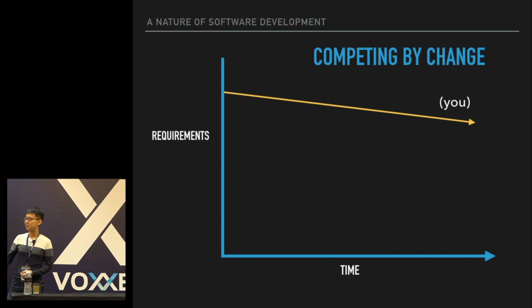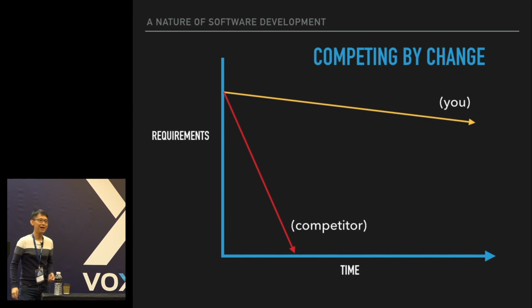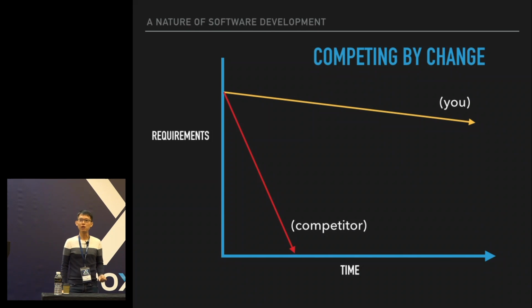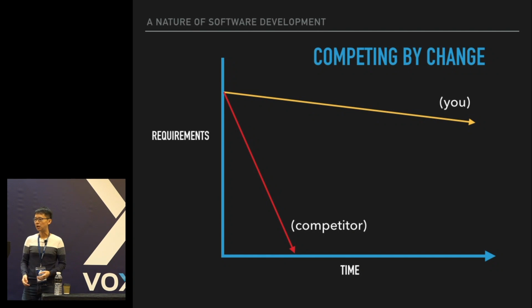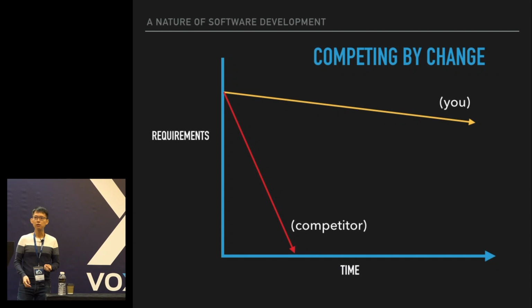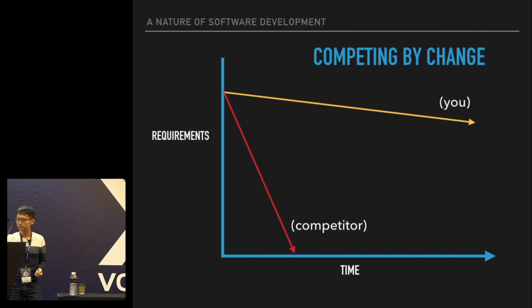So if this is you, then maybe you have a competitor that is a new startup. Oh, we have no legacy code. We are faster than you. This is where companies are competing by change. You know, who can change faster? You have the advantage. I'm not saying this is for all companies, but in many businesses or products, often this is one of the key factors.